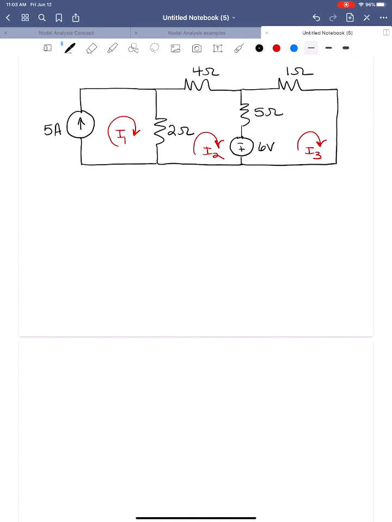And as you get more comfortable with this, you'll see that you don't really need them, and you don't need to erase them either. You can just ignore them for the purposes of the technique. Okay, so mesh 1, do we need a mesh 1 current or a mesh equation? We don't, because we already know that I1 is equal to 5. So we don't need this.